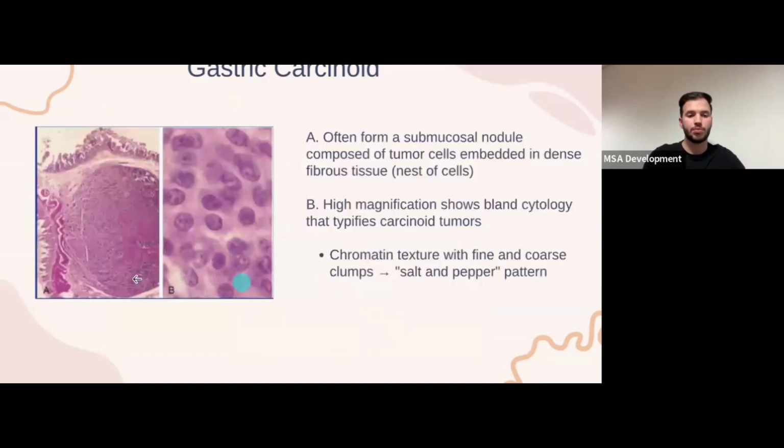As you can see here, the histological pictures of the gastric carcinoid, we have A and B. We have a submucosal nodule that's composed of tumor cells, while here on higher magnification, we have bland cytology that tells us that this is a carcinoid tumor. Bland cytology, we mean, no, it's not aggressive. And please note that they have a chromatin texture. As you can see here, we have chromatin texture, and we call it salt and pepper pattern. Gastric carcinoid, it's salt and pepper pattern.